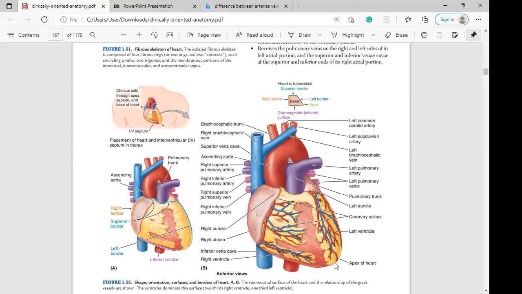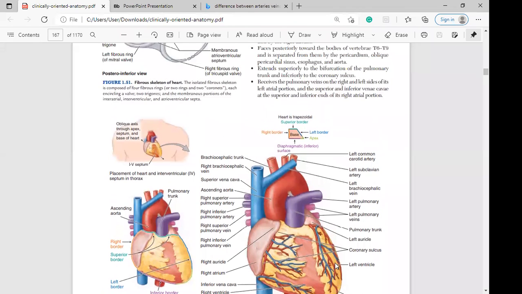Because the smooth muscle is thicker in the artery. But both of them have smooth muscle. Yes, there is more smooth muscle in the artery, and veins don't have an external elastic membrane or the subendothelial layer. Good. Very good.